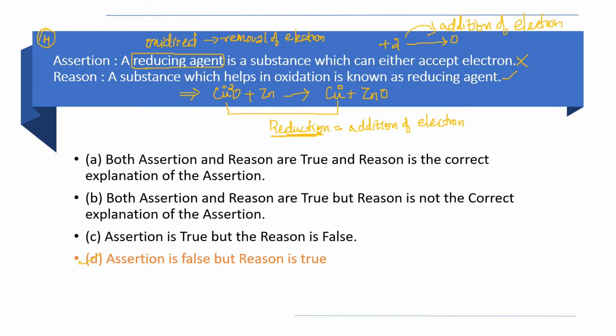Now again to the first statement: a reducing agent is a substance which can accept electron. Reducing agent means it oxidizes, so it never accepts electron, it donates the electron. So the assertion is wrong and the reason is okay. Now I think you got the point. Moving to the fifth question.